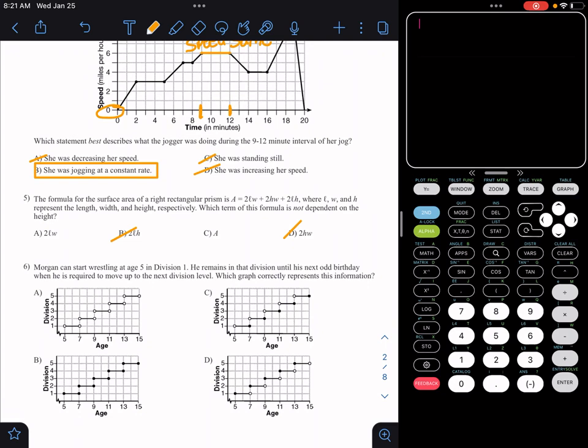Well, 2LW definitely doesn't have H in it, so that feels like an answer. A would not be my answer because in the formula of A, I have these two parts that I'm adding together that have H. So it wouldn't be that, it would be choice A.